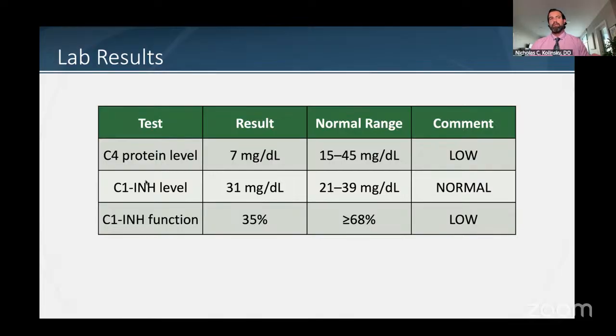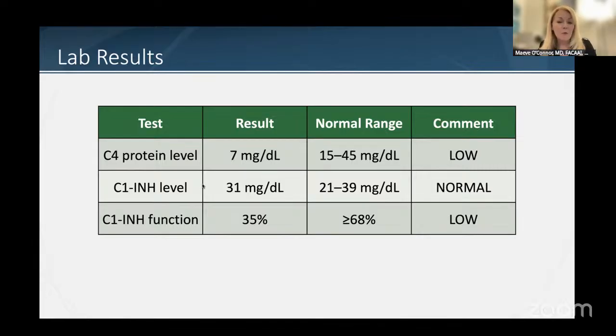So how I remember it is that if it's going to be low across the board, so low C4, low C1 inhibitor level, and so low C1 inhibitor function, that's going to be a type 1. Now, if everything is normal across the board, that's going to be HAE with normal C1 esterase, where everything's going to be normal, including the C4 and the function. Does that make sense? Oh, that makes absolute perfect sense.